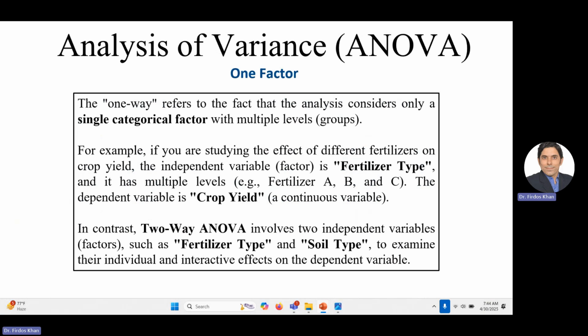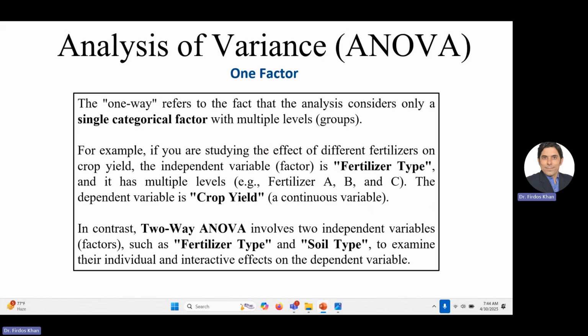So let's define one-way analysis of variance, because if we can represent the data by a model, we know about the data briefly. One way, or one factor, refers to the fact that the analysis considers only a single categorical variable with multiple level groups. So this is obvious now.